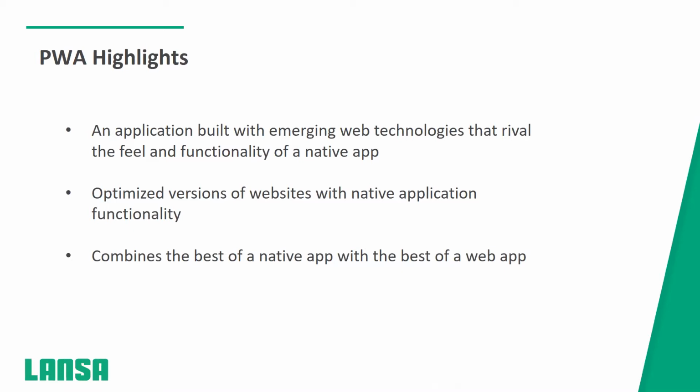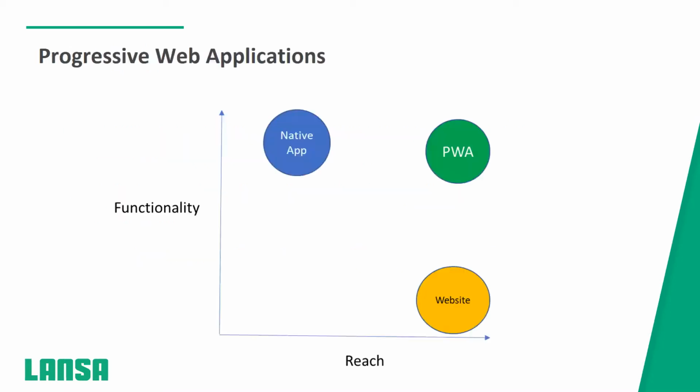A progressive web app combines the best of a native app with the best of a web app. So what do we mean when we say, what's the best of each? If we look at this chart, we see reach at the bottom and functionality to the side. So reach, a website has maximum reach. If we think of a website that is the face of your company, that is where you drive traffic, that is accessible across all devices, it doesn't matter the operating system, it doesn't matter what device you're on. If you have internet connectivity and you have a device, you can reach it. So a website is the ultimate in reach.